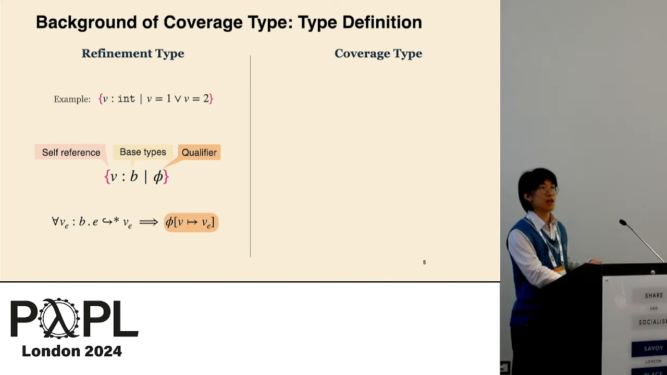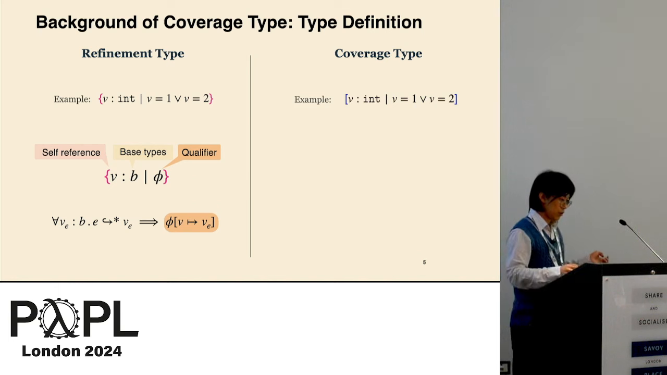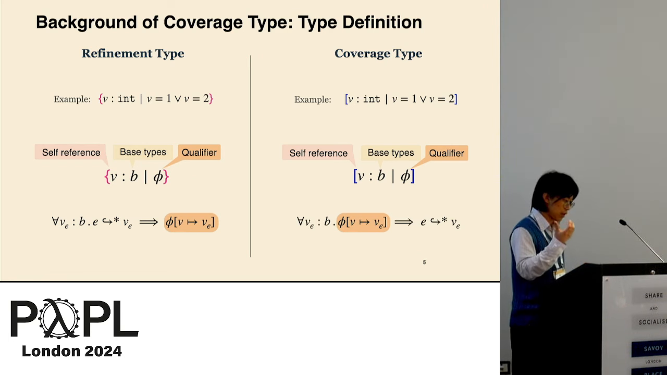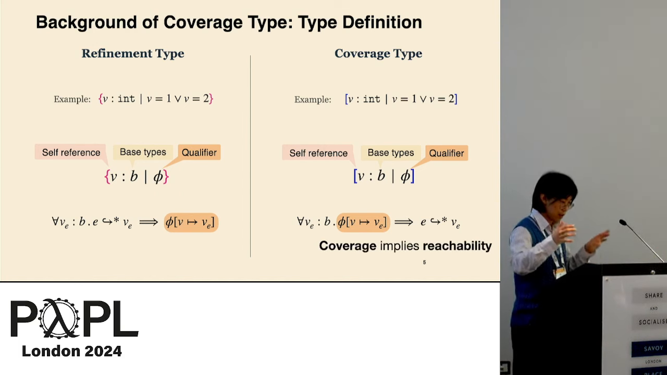On the other hand, the coverage type is quite similar. We use a different bracket, and a different color, blue, to distinguish it from the refinement type. And they have the same structure. The only difference is the interpretation of the qualifier. If you look at the meaning of the coverage type, you will find that the qualifier here is actually on the left-hand side of the implication instead of the right-hand side. So it means that for any value satisfying phi, the term must reduce to it. So the coverage, in some sense, implies reachability.